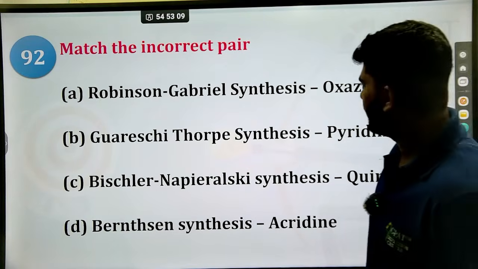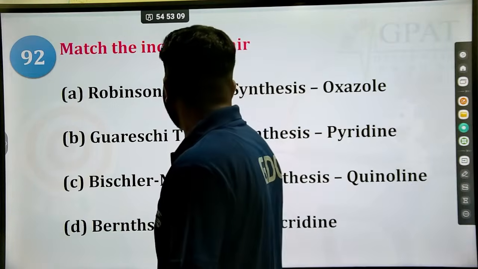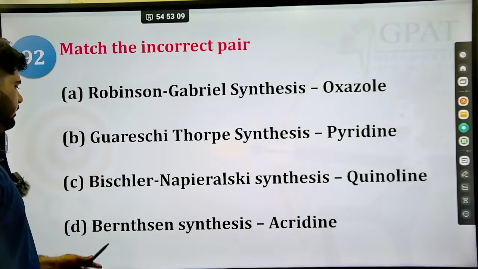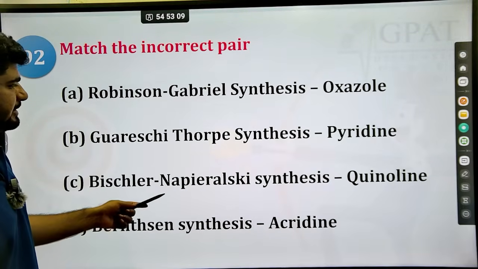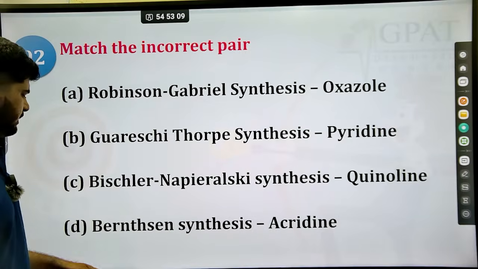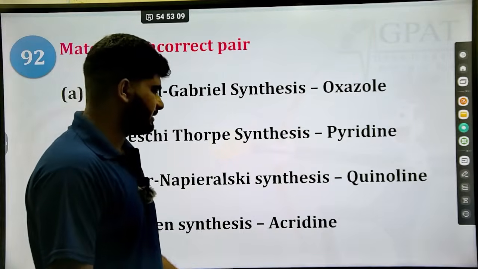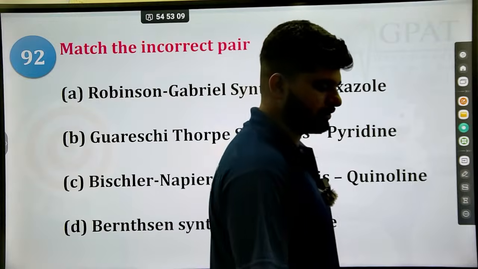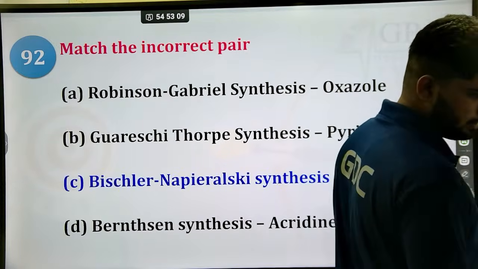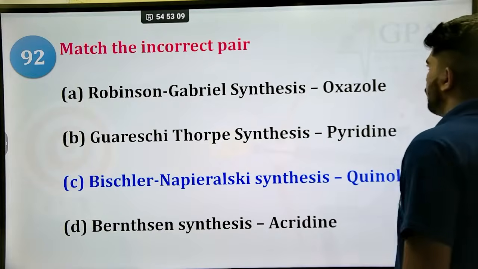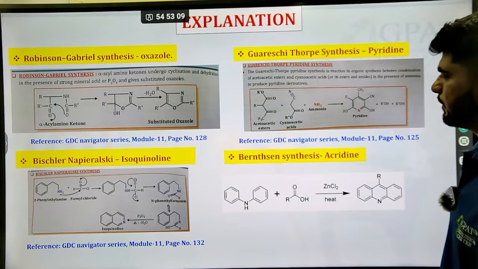Incorrect pair: Robinson-Gabriel synthesis will be giving oxazole; Hantzsch synthesis giving you pyridine; Bischler-Napieralski synthesis will give you quinoline; or Bernthsen synthesis will be giving you acridine. Yes, Bischler-Napieralski synthesis giving you quinoline, that's your incorrect pair.